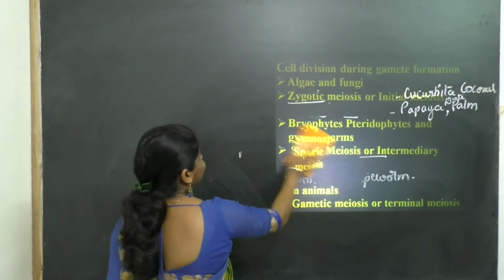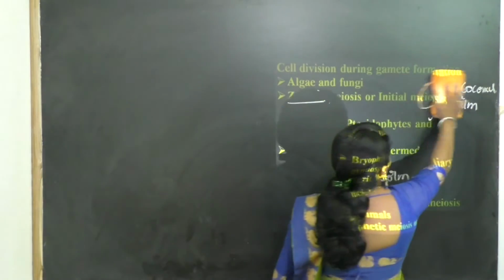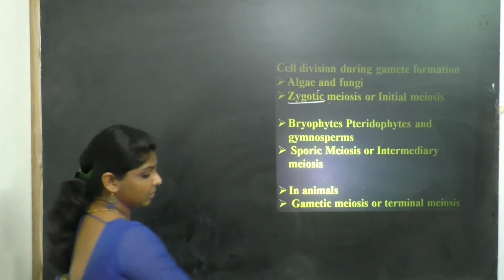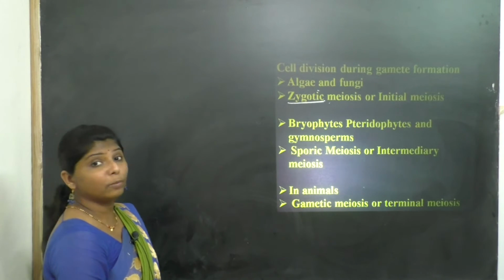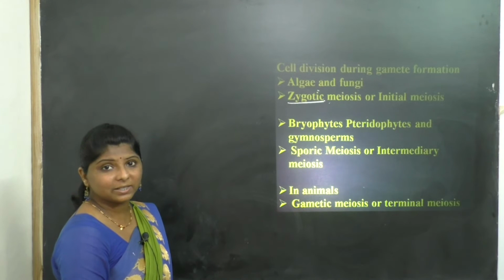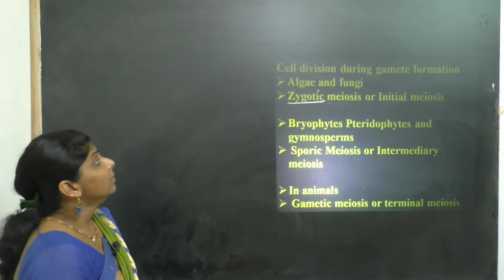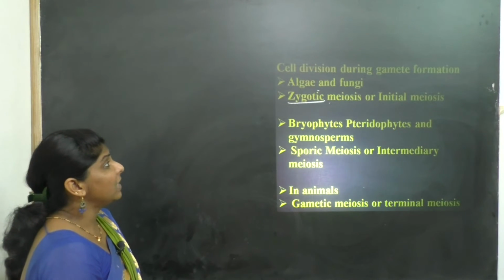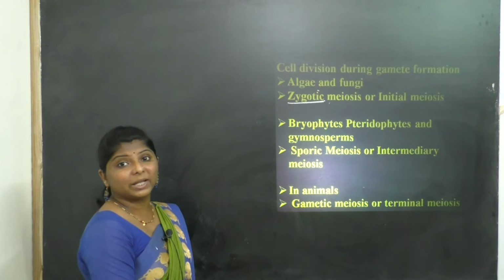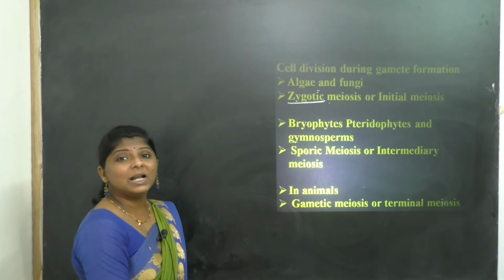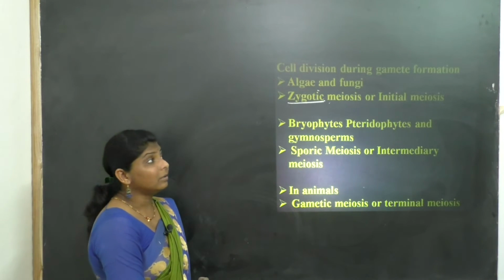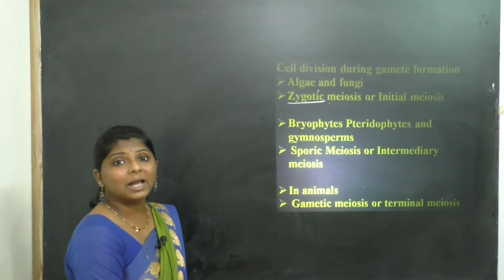Next we will study about the cell division. Now gametes are formed. I just told you gametes need to be formed. When gametes are formed in gametogenesis, which type of cell division is required during gamete formation? That is also very essential. The type of cell division that needs to be carried out during gamete formation.